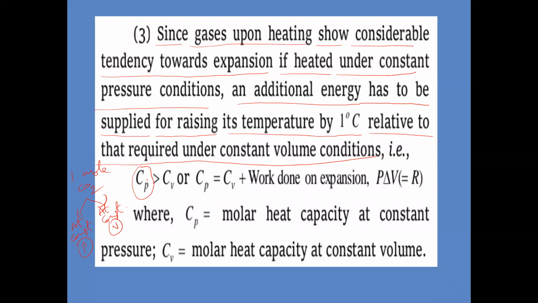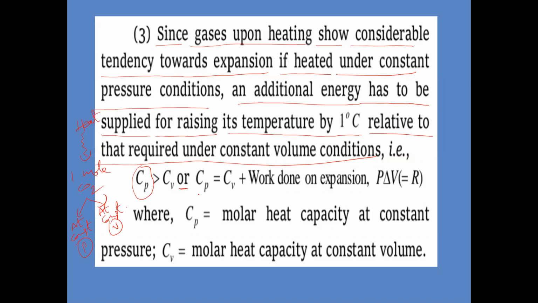Now, where do we have to supply more heat? At constant pressure, the heat required will be more than at constant volume. Because at constant pressure, when you are supplying heat energy to the gas, the volume will be increasing, and when volume is increasing, more heat should be supplied. But at constant volume, the volume will not be increasing. That's why less energy is sufficient, and the Cp value will be slightly more than Cv.